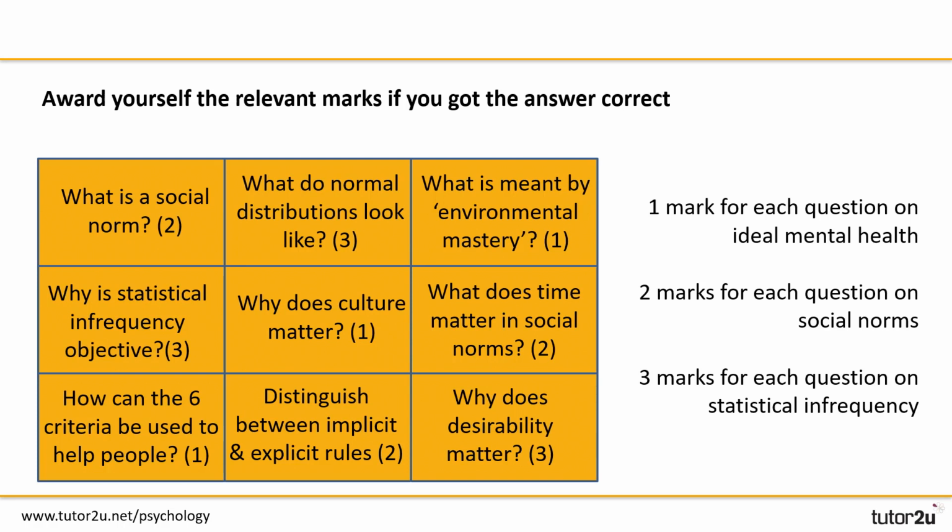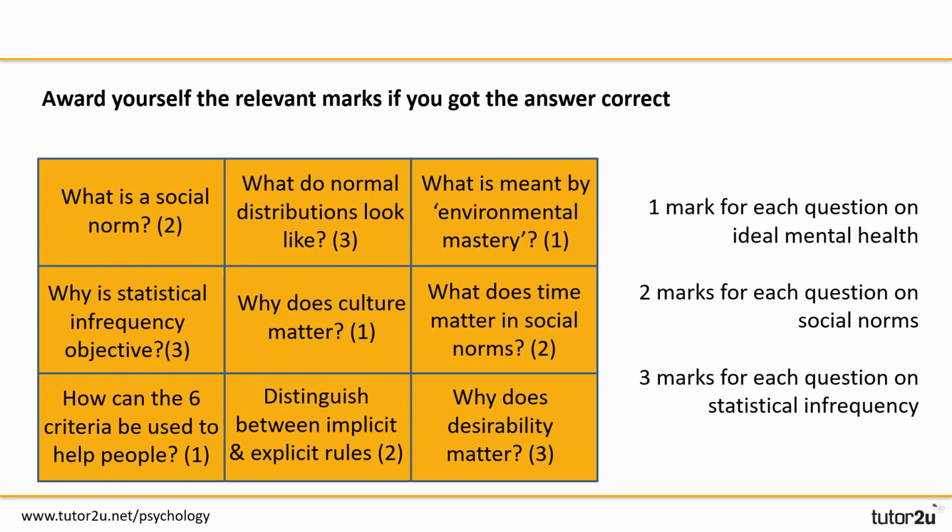Why does time matter in social norms? So if you remember from previous lessons, time can really change our perception of behaviour. For example, attitudes towards homosexuality changed. How can the 6 criteria be used to help people? Well, we can spot what someone might be struggling with and offer some intervention, for example, with self-actualization.